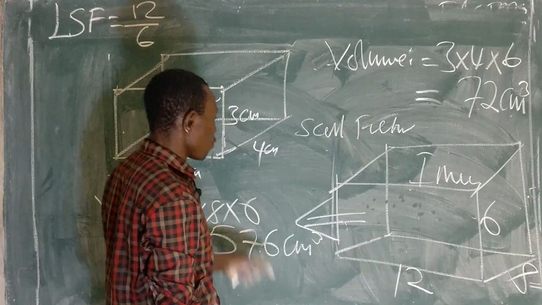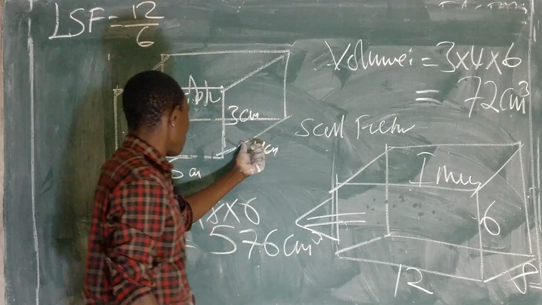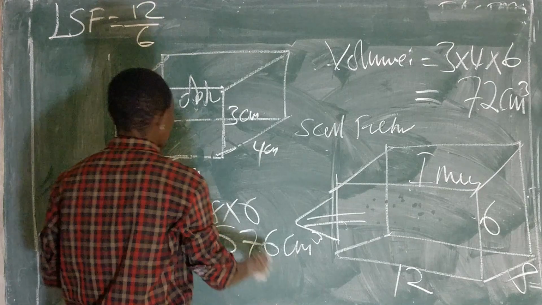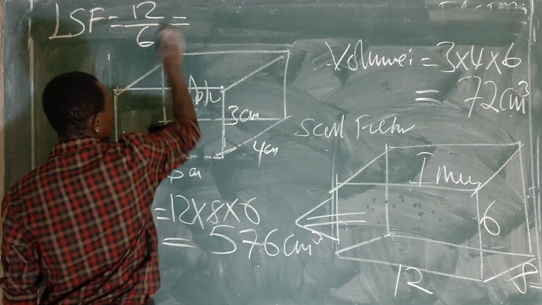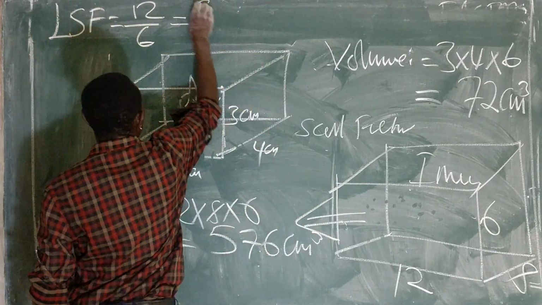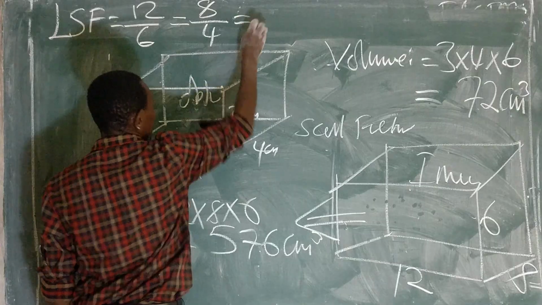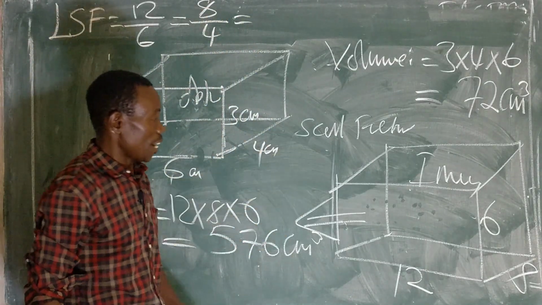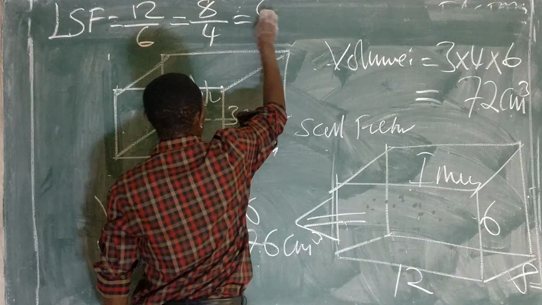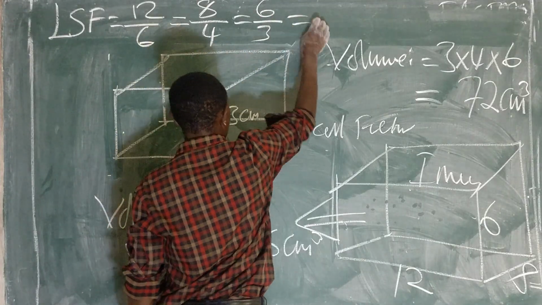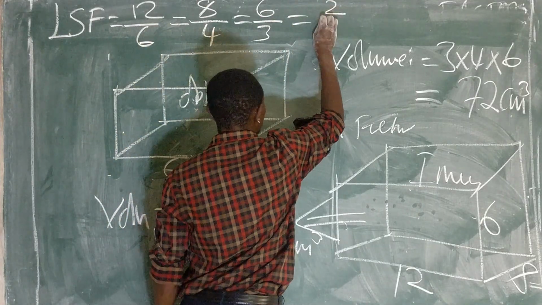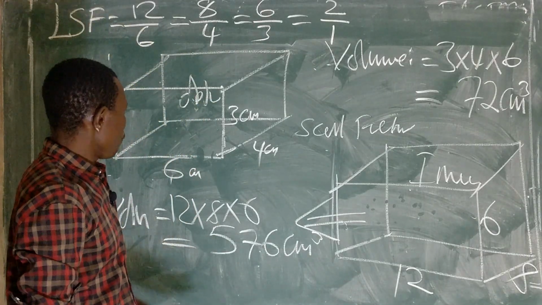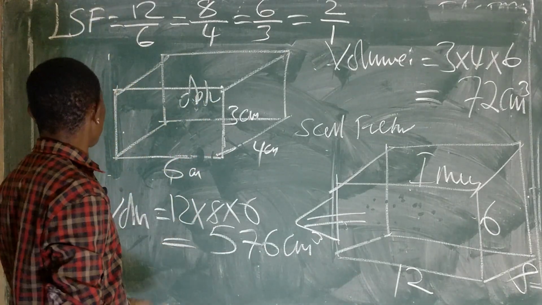So if you take the ratio of this one to that one, sometimes it will be the same, like the ratio of the corresponding lengths. So this is 8 to 4, and this is the same as the ratio of the height, which is 6 to 3. If you simplify, you get what? 2 to 1.